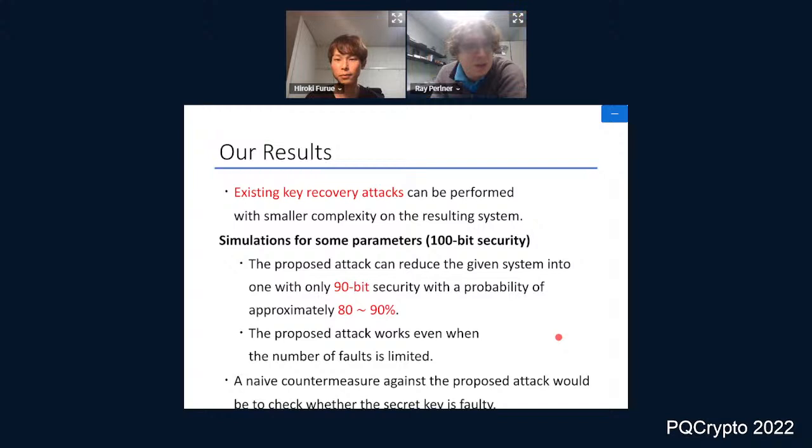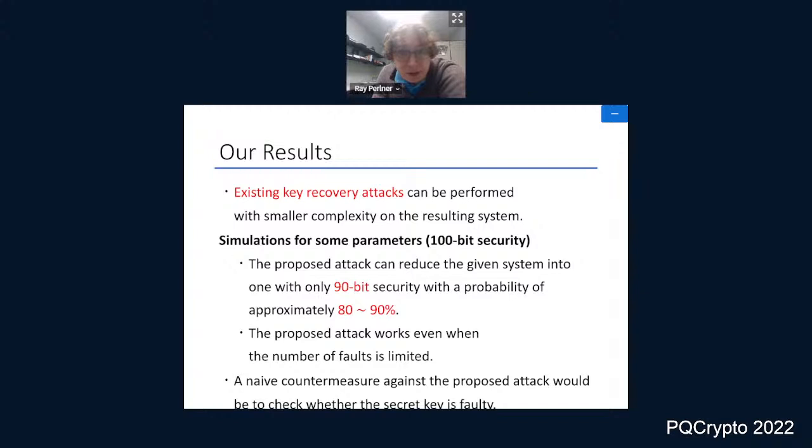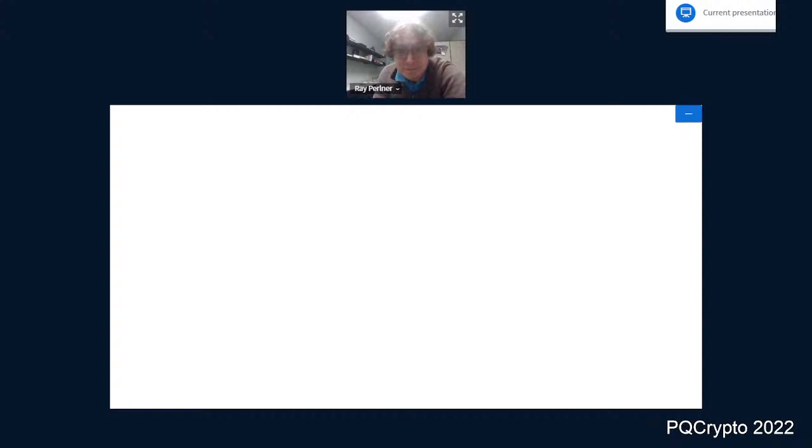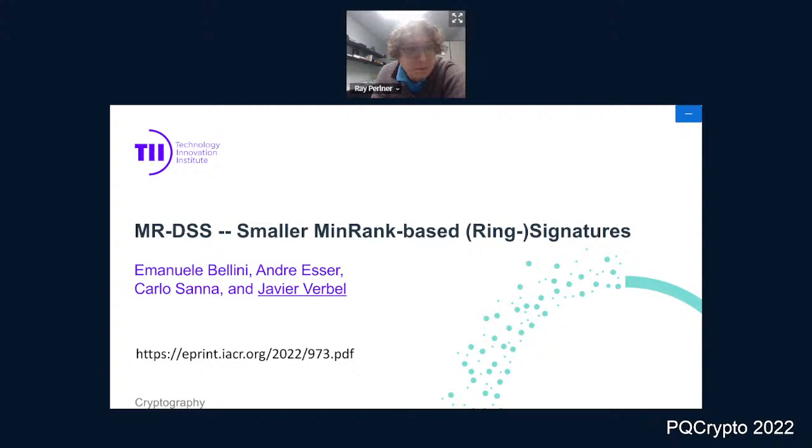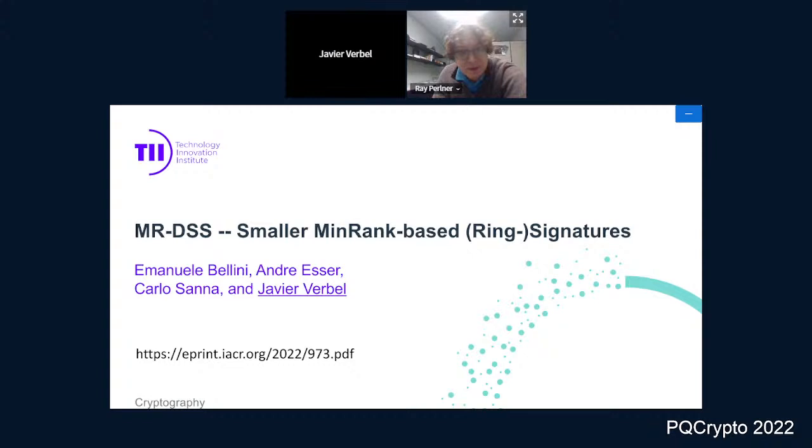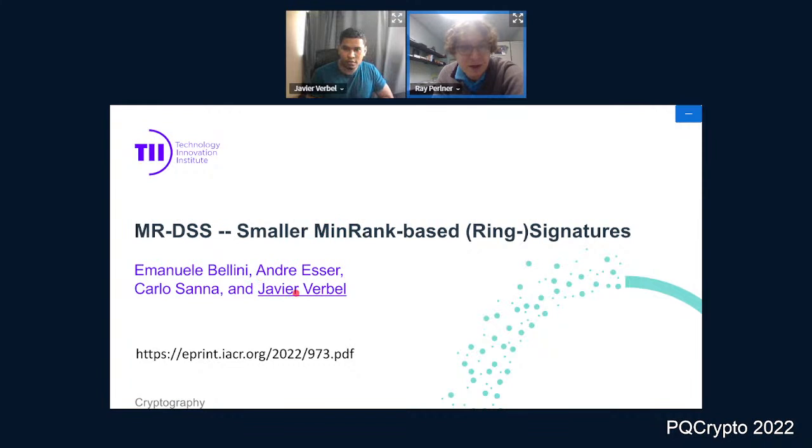I guess let's move on to the next talk, which is Javier Verbel. Thank you. Okay, hi, can you see my slides now? Yes. Next speaker is Javier Verbel, speaking about MRDSS, smaller MinRank-based signatures. Go ahead. Thank you, Ray.